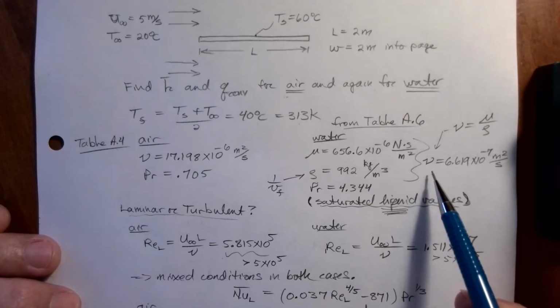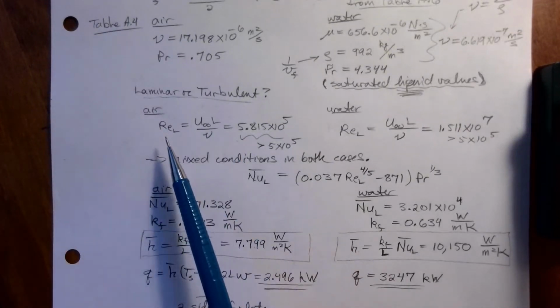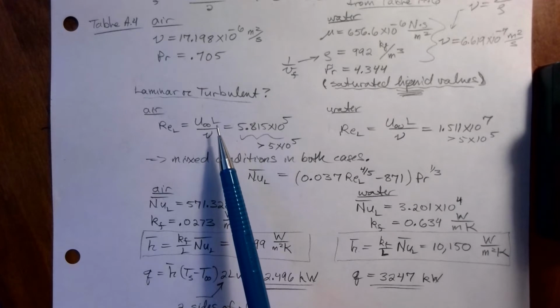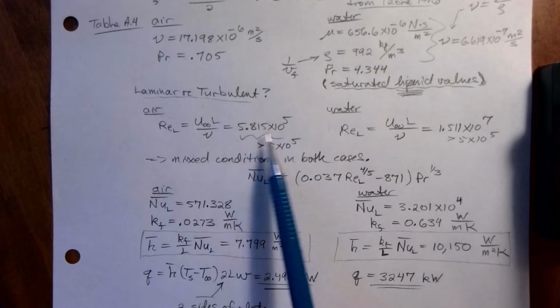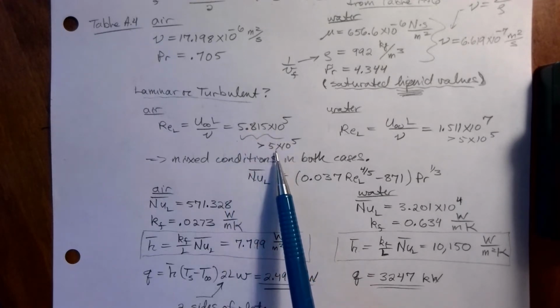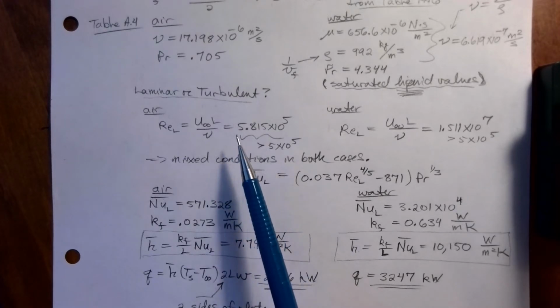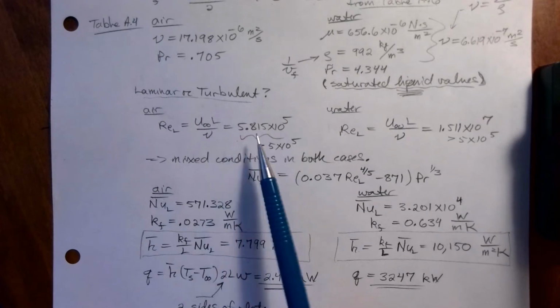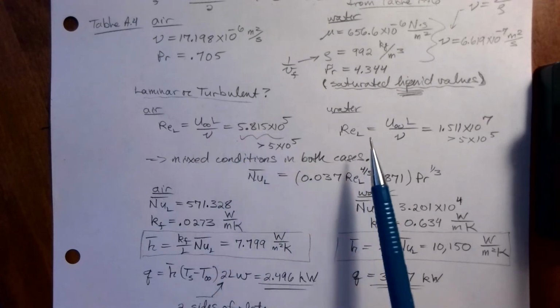Okay, so the next question is, is the flow laminar or turbulent or mixed? What is the situation? What I did is I calculated the Reynolds number at the end of the plate. For the air, use nu of air here, that comes out to be 5.815 times 10 to the fifth. So just barely larger than 5 times 10 to the fifth. So this is going to be a mixed situation. Most of the flow over the plate is going to be laminar, but there will be a small region at the end that's turbulent, so we'll use mixed flow there.